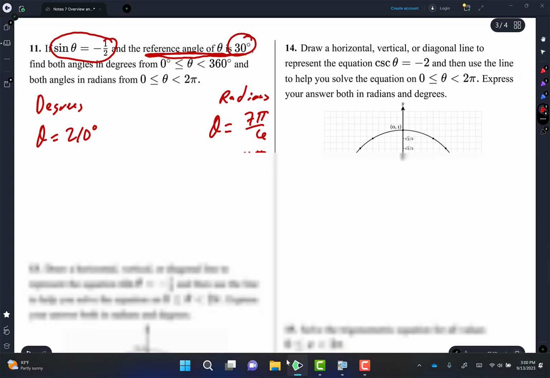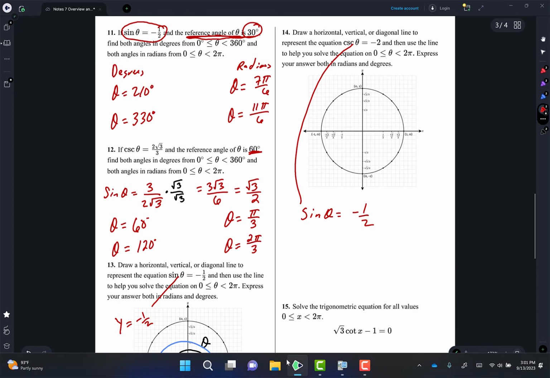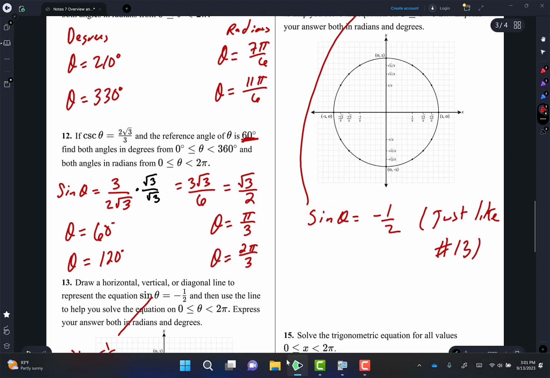So here we go. Draw a horizontal, vertical, or diagonal line representing cosecant theta of -2. Relax. Yeah, perfect. So you should always turn this into sine. You should always do the reciprocal, and then just call it -half like that. And then look, it looks exactly like the last problem we did. So just like number 13. It's the same answer as number 13. Does that make sense? Okay.